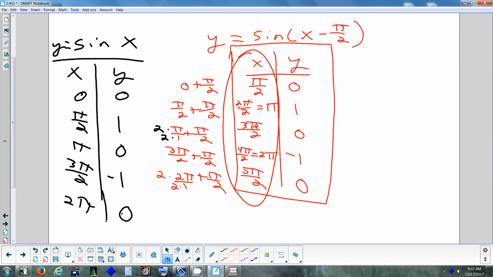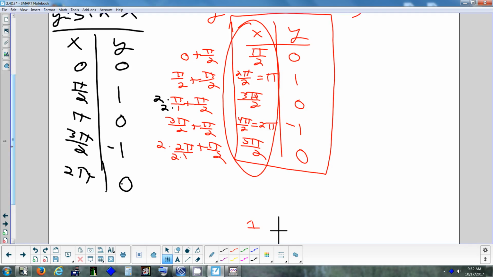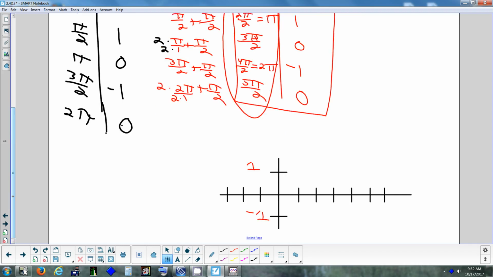They were all equally spaced. Does anybody remember how many degrees each one was apart from the other? 90. Yep, they were all 90 apart. And when you shift them left or right, they're still 90 apart. You just shifted them. So I'm going to use the column I just circled as my labels. So I've got 0. That would be pi over 2, or 90. Pi, or 180. 3 pi over 2, be 270. 2 pi. And 5 pi over 2.